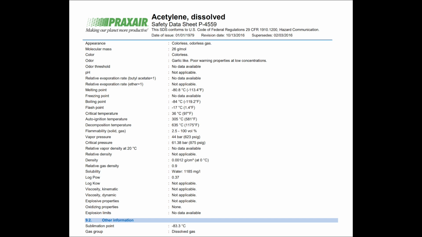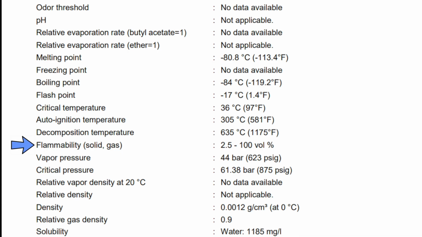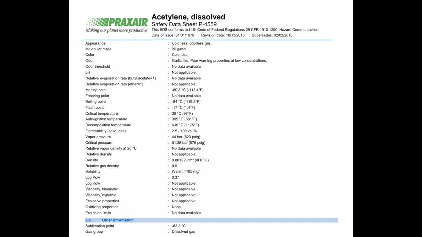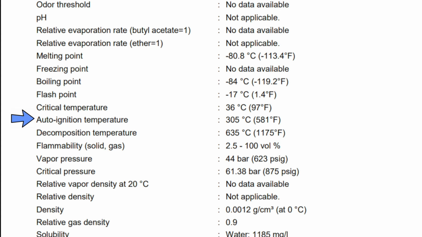As you can see here, the flammability numbers are 2.5 to 100% by volume. So that's a huge range that acetylene can be flammable in. Additionally, looking at the auto ignition temperature, it's 305 degrees Celsius, 581 degrees Fahrenheit. You might think that's pretty high, but in an acetylene process, to make acetylene, we're talking about temperatures upwards of almost 1,000 degrees. That is not unforeseen. So realistically, that could happen.